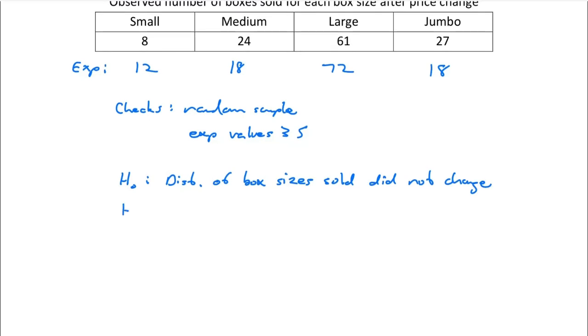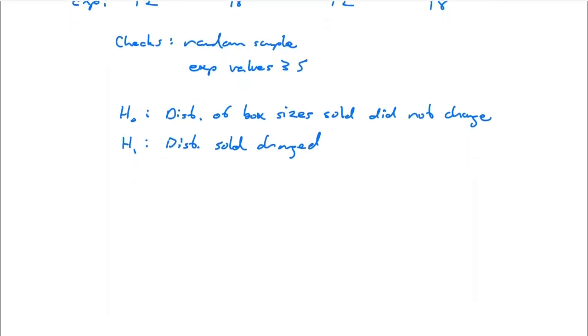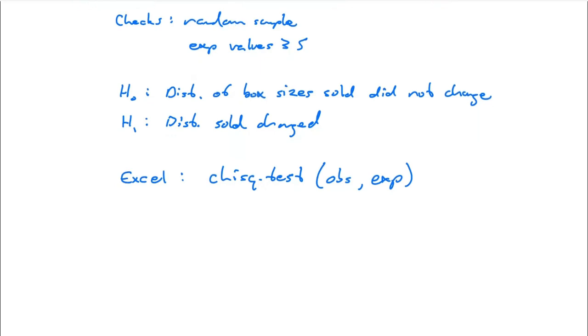And then the alternative is that they did. So distribution sold, I'll just say distribution sold changed. We get the idea. Okay. So that would be the hypotheses. Now again, if we are to use Excel, I'll just remind you one more time, we're looking for chi.sq.test. We throw in our observed, we throw in our expected, and that's going to give us our p-value.